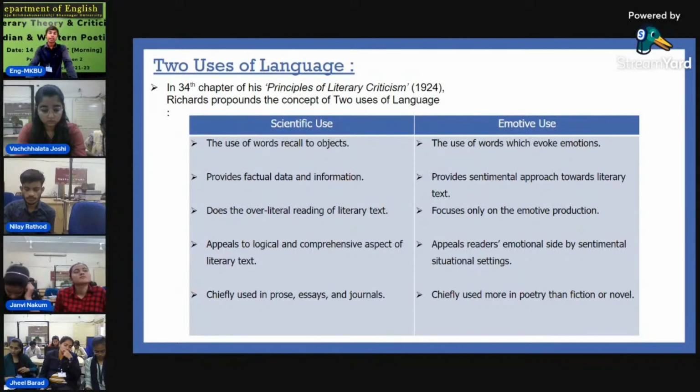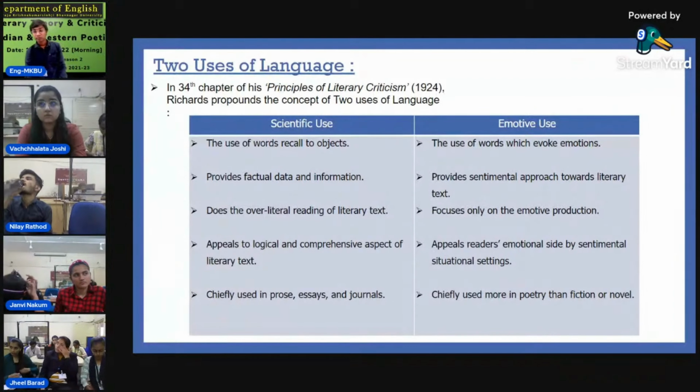Now, this scientific use is chiefly used in prose, essays, and journals, as we have Jonathan Swift and others. They are very logical and very bitter in the scientific use of the language. And emotive use, as we have Wordsworth and Robert Burns, is chiefly used more in poetry than fiction or novel, though sometimes we find it in fiction or novels.